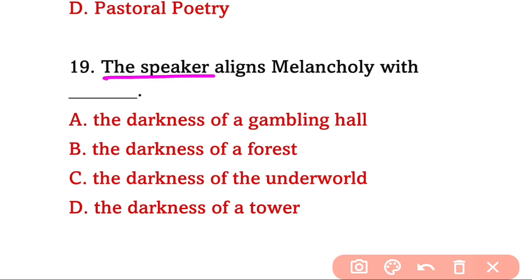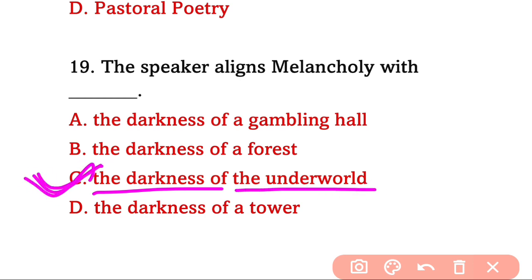Next question, question number 19. The speaker aligns melancholy with blank space. The darkness of a gambling hall, or the darkness of a forest, or the darkness of the underworld, or the darkness of a tower. What will be the answer? The answer will be the darkness of the underworld. Option C is correct.